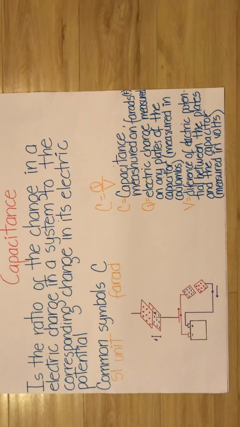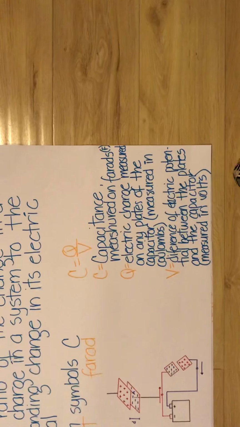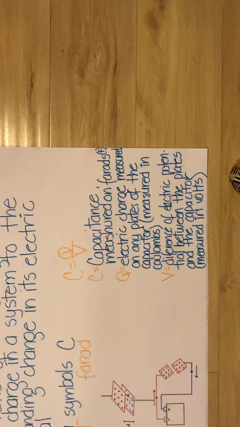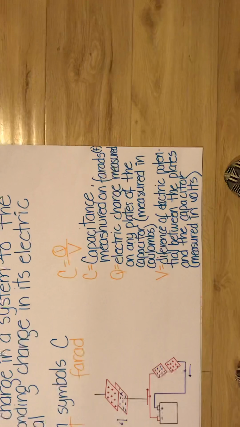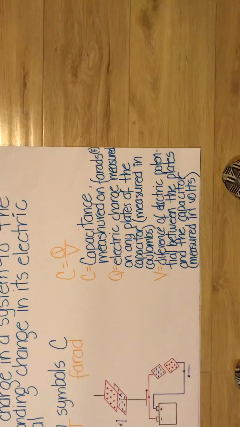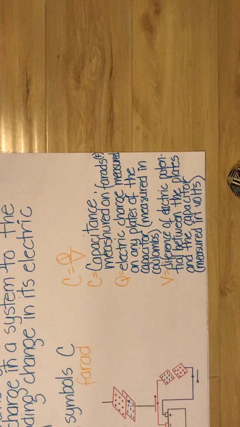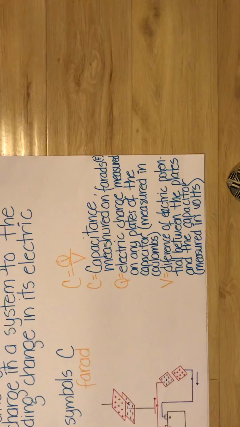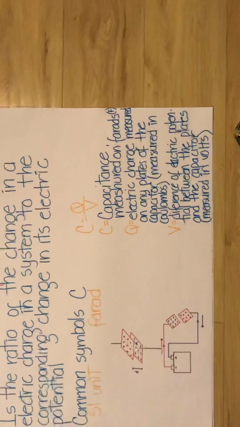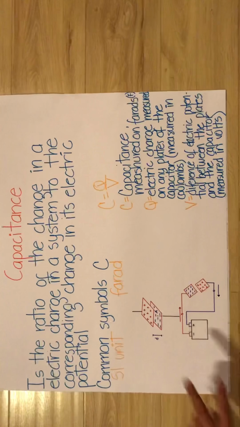In this formula, C represents the capacitance measured in farads. Q represents electric charge on the plates of the capacitor, measured in coulombs. And V is the difference of electric potential between the plates of the capacitor, measured in volts. We can see this law represented in this truss.